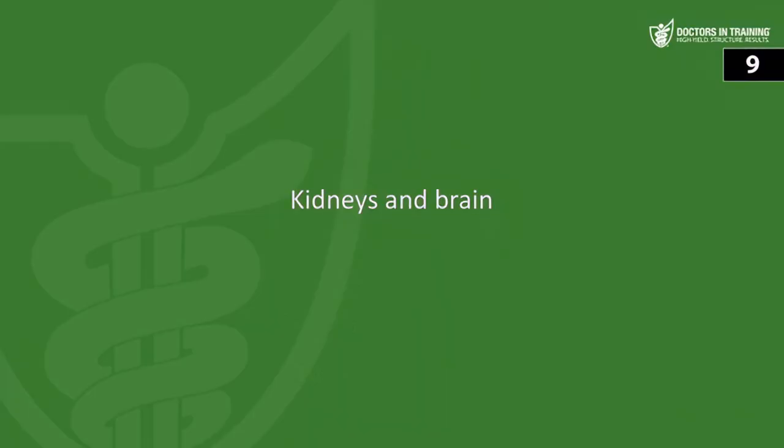Then the last question here: what organs are primarily affected by an excess of mercury? Remember, that's going to be the kidneys and the brain. All right, that's going to be it for the quiz.